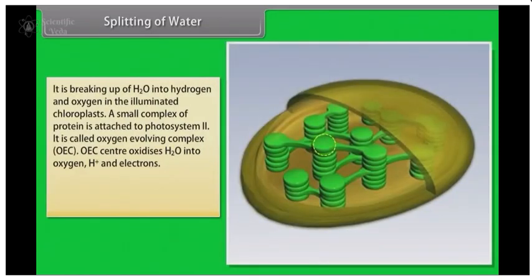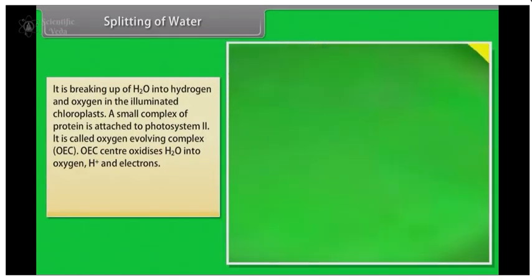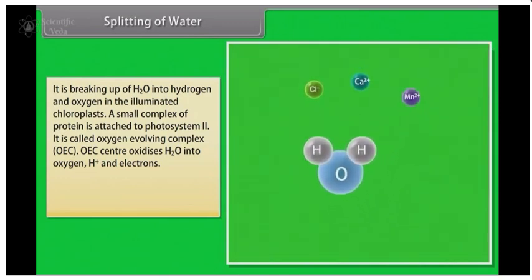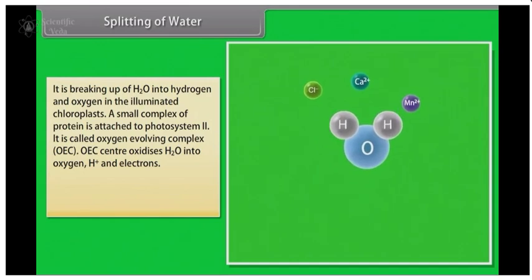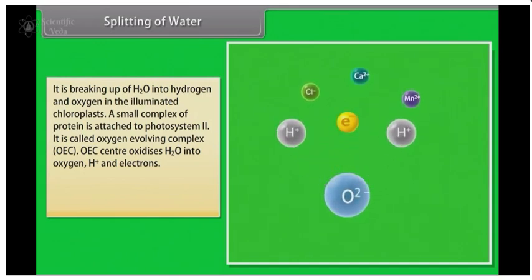Splitting of water. It is the breaking up of H2O into hydrogen and oxygen in the illuminated chloroplast. A small complex of protein is attached to photosystem 2. It is called the oxygen evolving complex. The OEC oxidizes H2O into oxygen, H+, and electrons. Cl-, Ca2+, and Mn2+ are required during this process.